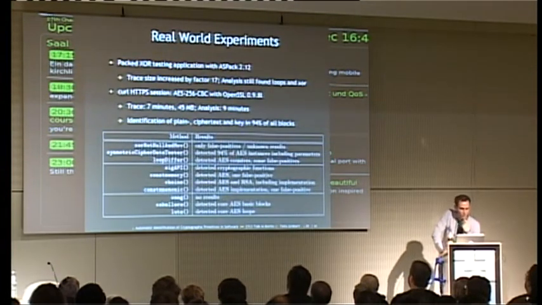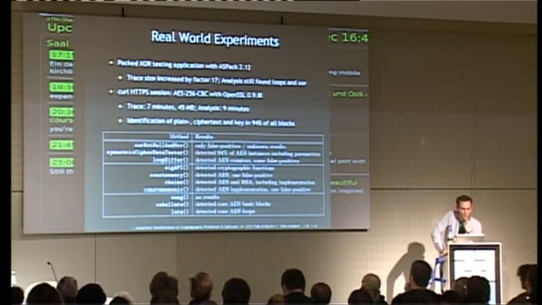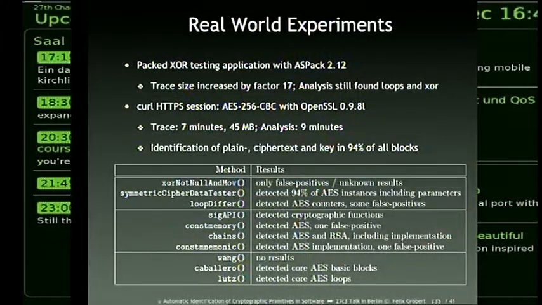In our real-world experiments, we packed an XOR application, which does a simple XOR, with SPAC, a common packer, and this increased, of course, the trace file by a factor of 17. However, after it had been unpacked, the analysis routines were still able to find the core loops of the XOR encryption and were able to find the XOR key and XOR plaintext.